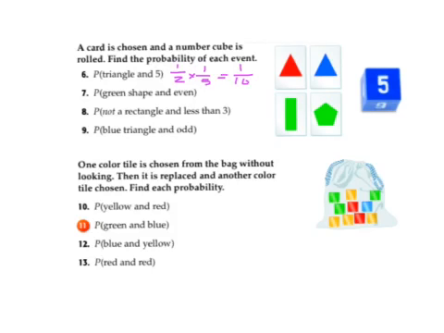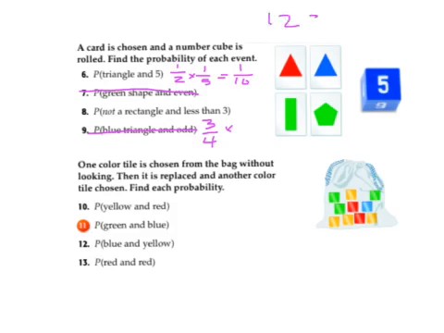All right. I'm going to go ahead and skip every other one just for the purpose of room. Number 8, picking a card that is not a rectangle and landing on a number less than 3. So not a rectangle, that would be 3 out of the 4 cards, and landing on a number less than 3. So think about a dice.